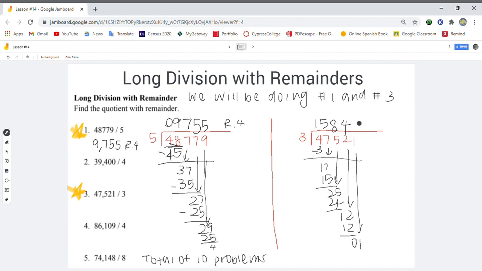3 goes into 1 0 times, so we still have to place that 0 there. 0 is very important. So we end up with just a remainder of 1. And so that's it for number 3, 15,840 with a remainder of 1. To make sure the remainder makes sense, 1 is less than 3, so it makes sense. And that's it for section number 4. And that's it for today.